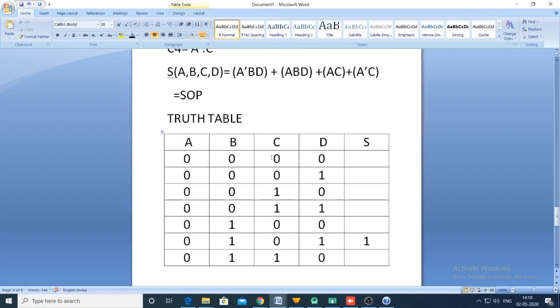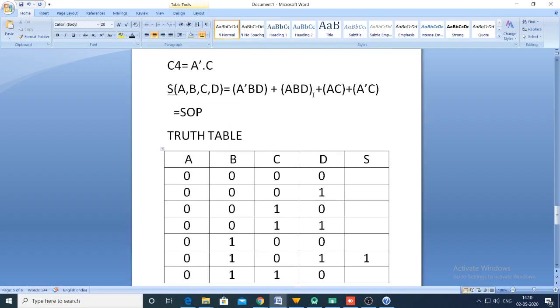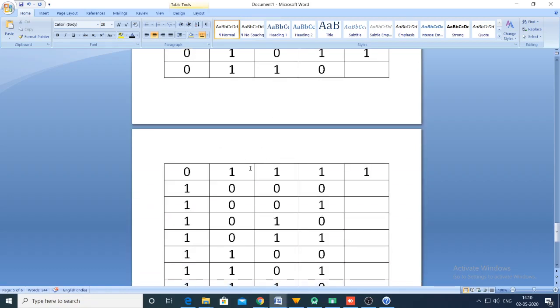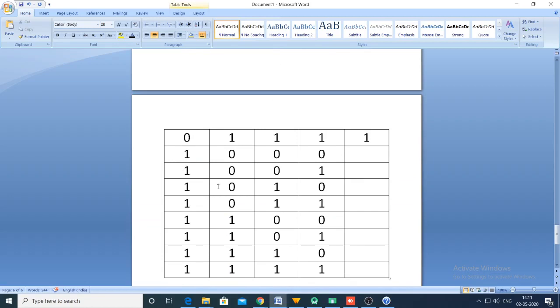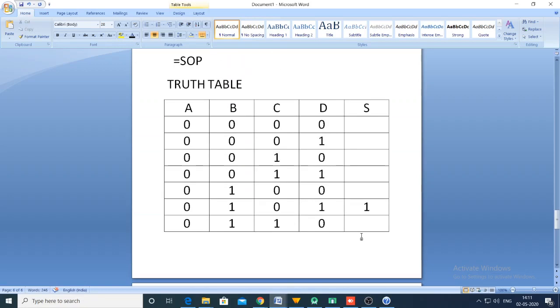So okay, the next one, A B D. So A is 1, B is 1, D is 1. A is 1, B is 1. B is starting from here and D is not 1 here. So this is 1. So in here 1. B is 1 here, D is 1 here. So here 1. So that is 2 terms.